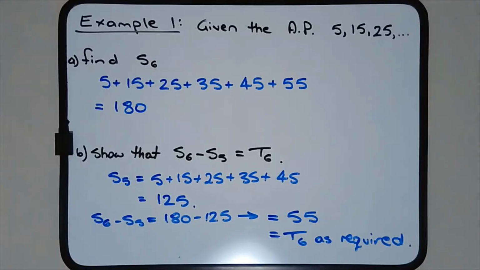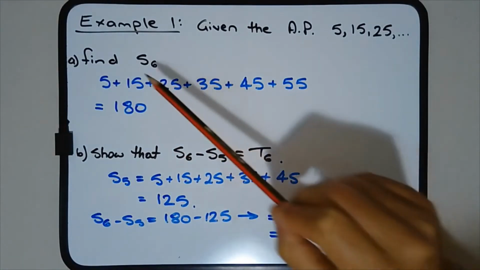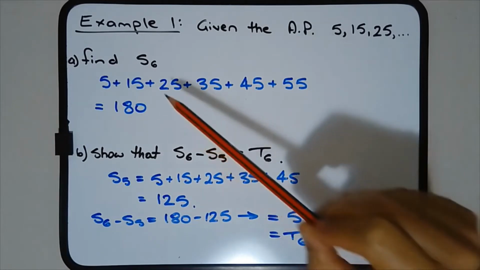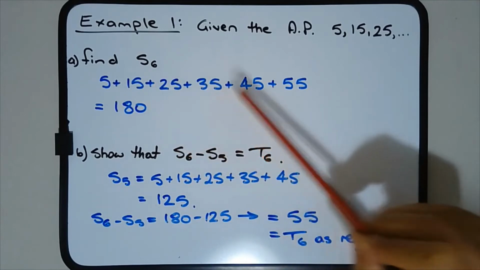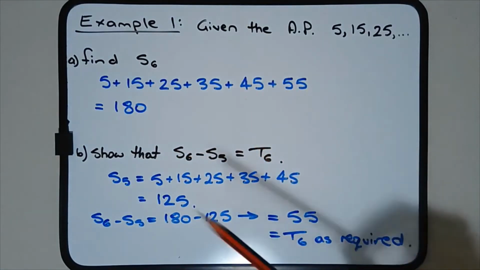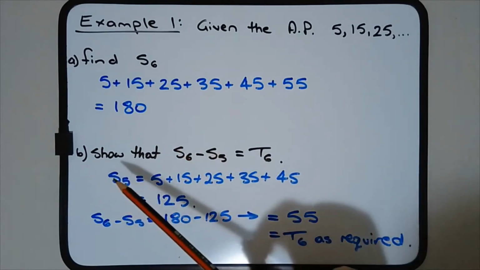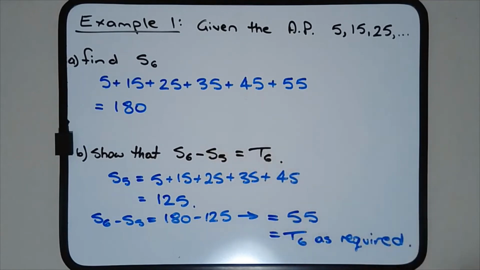Example 1. Given the arithmetic progression 5, 15, 25, and so on, Part A, find S6. Now S6 represents the sum of the first 6 terms of this arithmetic progression. So the sum of the first 6 terms is 5 plus 15 plus 25 plus 35 plus 45 plus 55, and that equals 180.